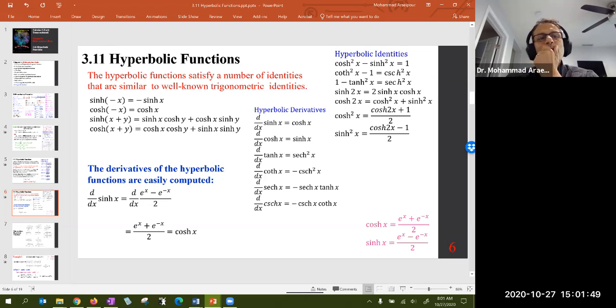As an example, sinh of negative x is minus sinh x, because if you recall, sine x was an odd function. Sine squared plus cosine squared equals 1, that's from trigonometry. Over here, cosh squared minus sinh squared equals 1. Similar to a certain degree. And then we looked at their graphs.